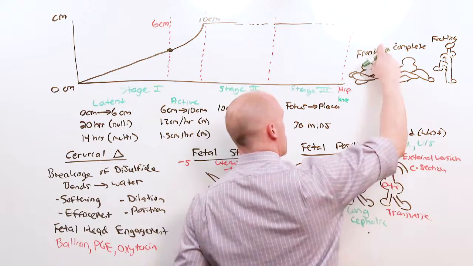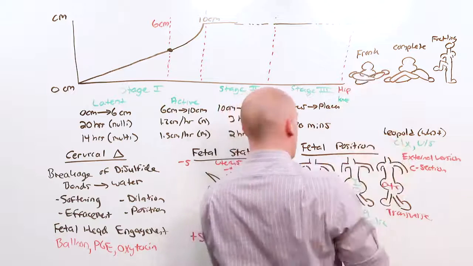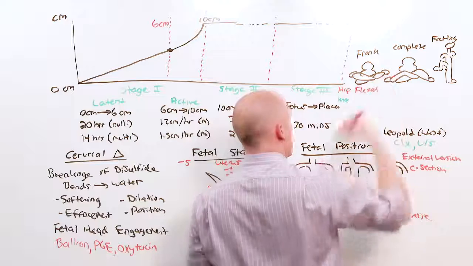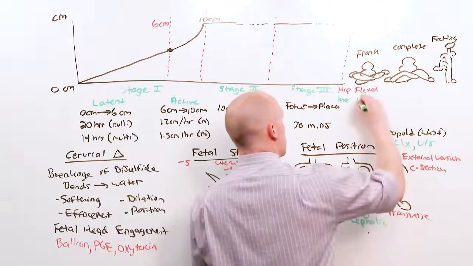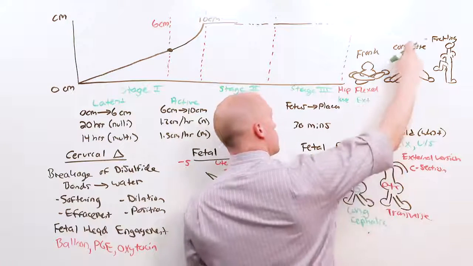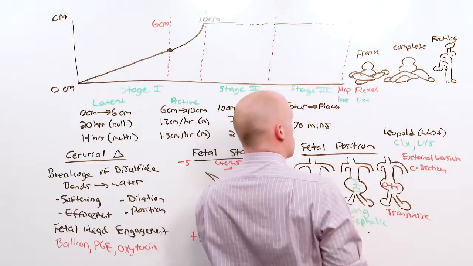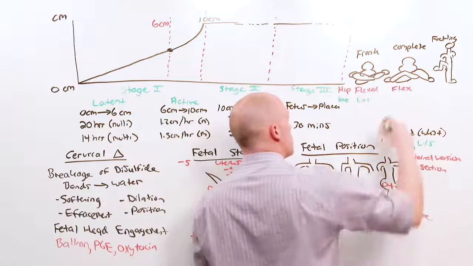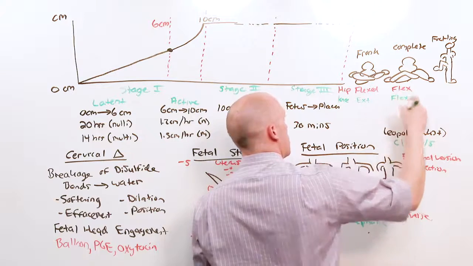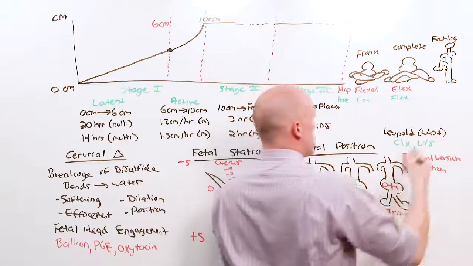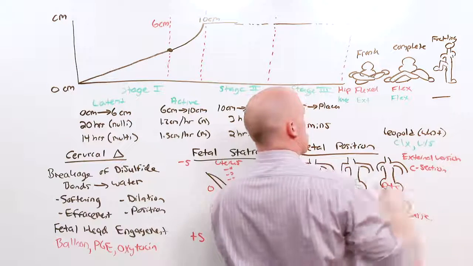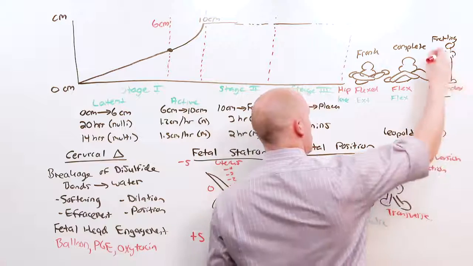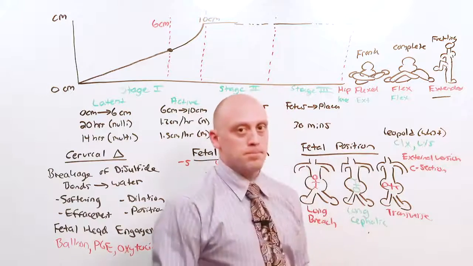In a frank breech, their hips are going to be flexed, and the knees are not bent, so they are extended. In a complete breech, the hips are still flexed, but now the knees are bent, so they too are flexed. In footling, it doesn't matter what the knee is doing, only that the hip is extended, which is why I've drawn both feet in different positions.